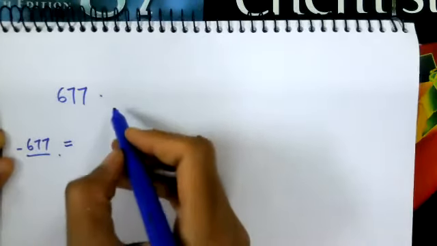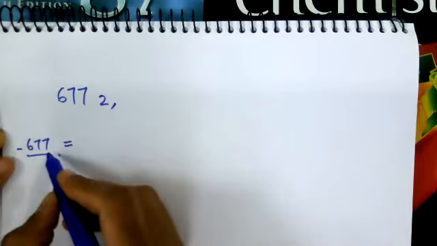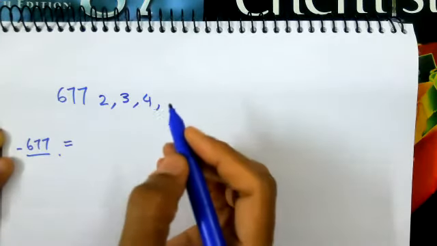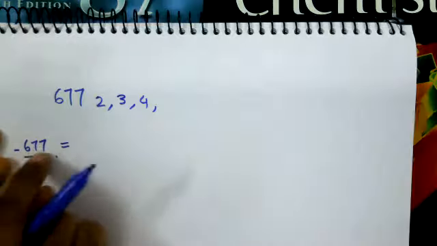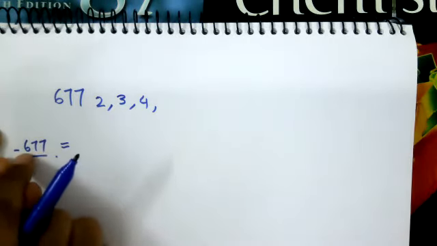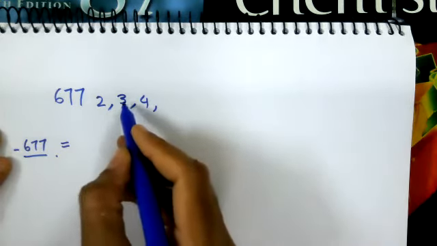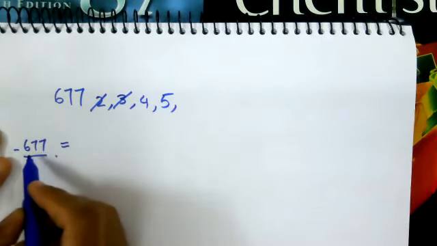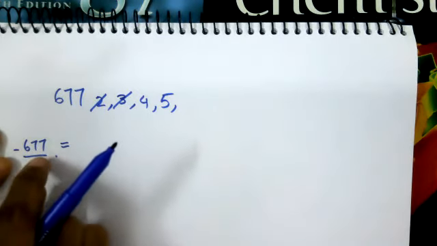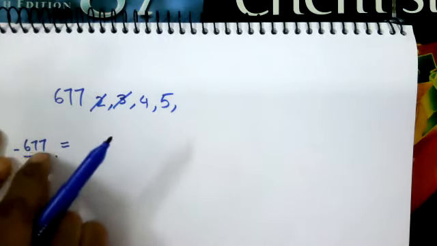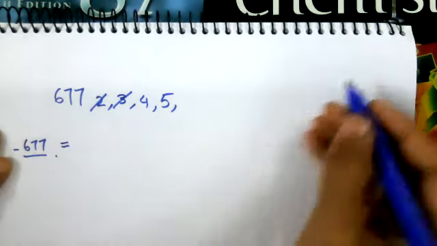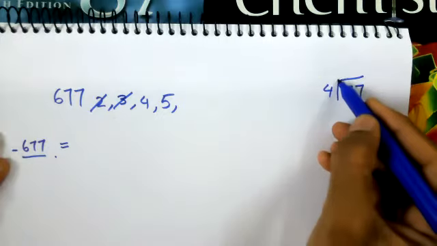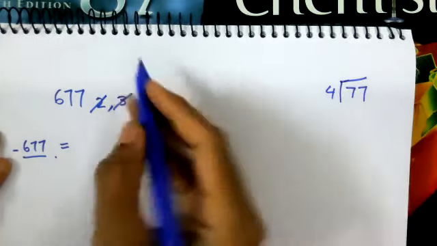677. It's not divisible by 2, right? Because the last digit is not divisible by 2. So 2 is not a factor. For 3, you will have to add: 7 plus 7 is 14, 14 plus 6 is 20. 20 is not divisible by 3, so 3 is not a factor. For 4, you will have to see if the last two digits are divisible by 4 or not. This is 77, and 77 is not divisible by 4. Remember, when the last digit is odd, most of the time it is not divisible by 4. So 4 is not a factor.